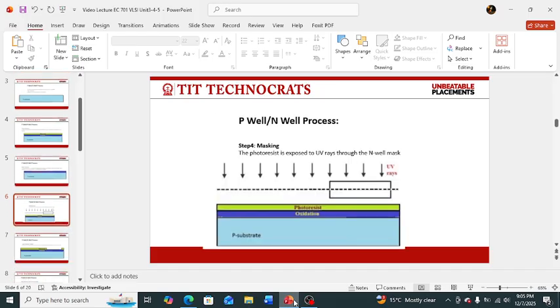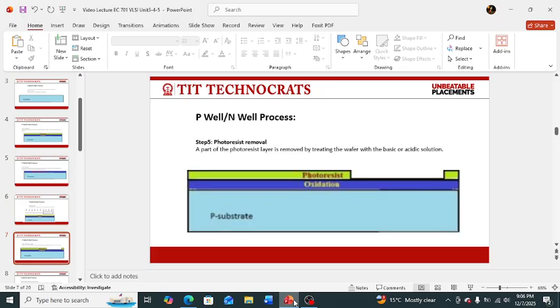Now the next step is the masking process. Here the photoresist is exposed to the ultraviolet rays through the NWell mask. Then in step 5, it is the photoresist removal process. Part of that photoresist layer is removed by treating it with a basic or acidic solution.